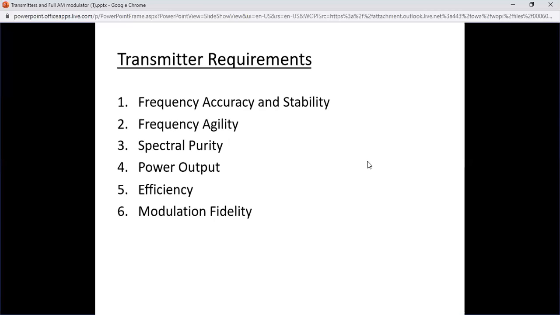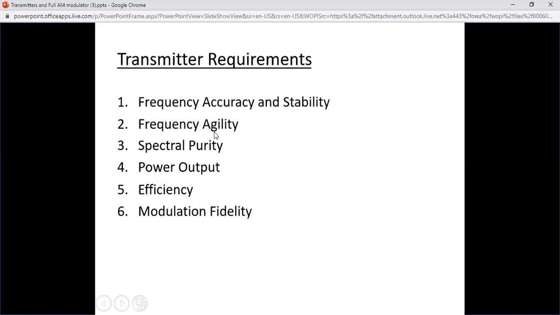There are six requirements that should be considered when designing a transmitter. The first one is the frequency accuracy and stability, which are fixed by the carrier oscillator and specified depending on the application of the transmitter. The accuracy of the output frequency is controlled by a crystal synthesizer.